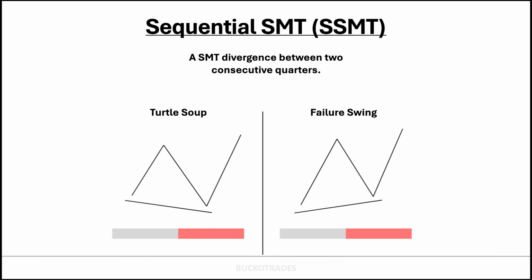So let's imagine the example that we're looking at below is 2 different closely correlated assets. One asset runs below Q1's lowest low, and another closely correlated asset fails to run below Q1's low. So one asset is creating a turtle soup, one asset is creating a failure swing. We must see at least one sequential SMT, and one is all we need for this model. However, the more, the better.